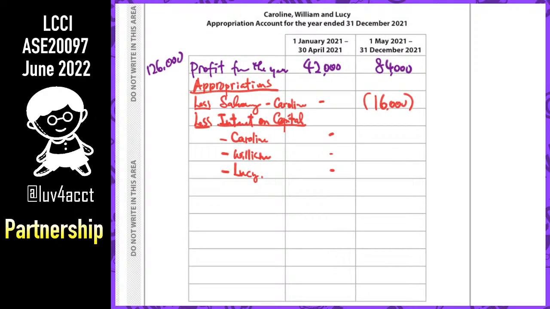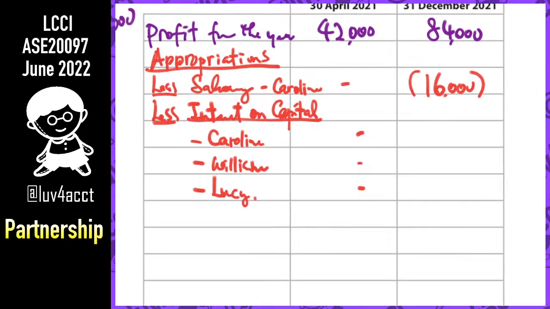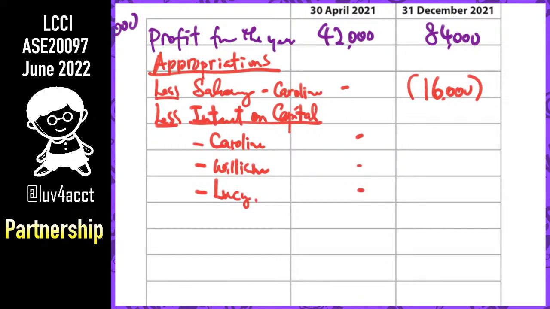Okay, I'm using a bolder stroke, so that when you're working with ball pens, you should have enough space. So just now we have already calculated the closing capital, 85,000 for both Caroline and William.